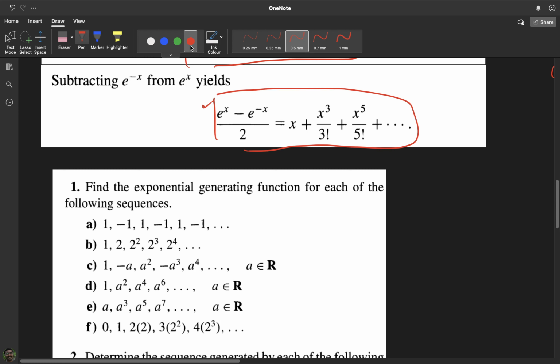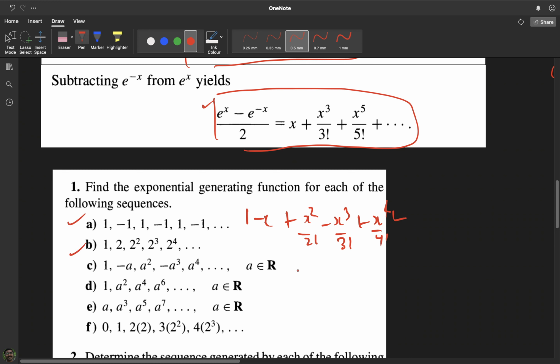So let us try to find it. What is it? It will be 1 minus x plus x square by 2 factorial minus x cube by 3 factorial plus x raised to 4 by 4 factorial plus etc. So I hope it is clear, the first problem. Now look at the second problem.